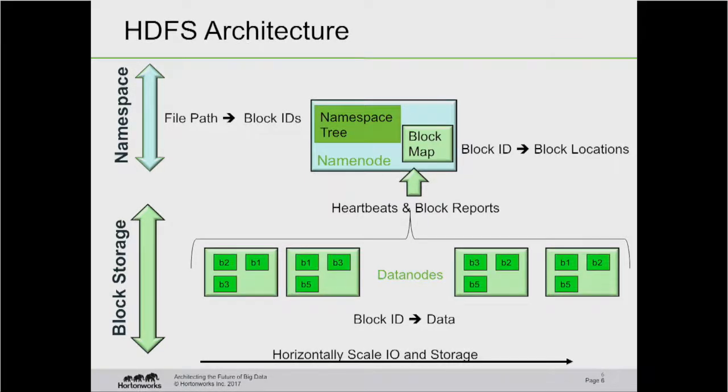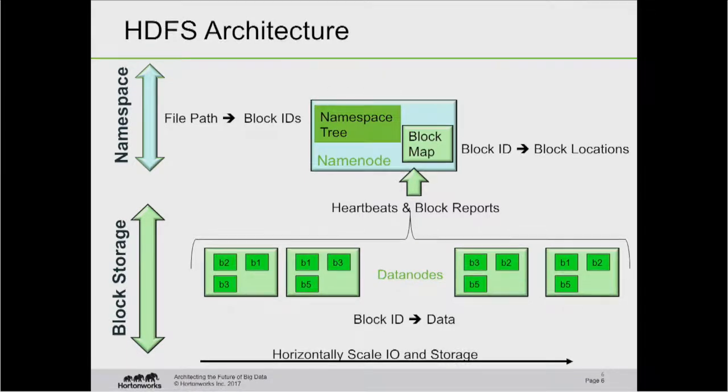Periodically, the data node sends heartbeats to the name node. Using the heartbeats, the name node can monitor the health status of all the data nodes. Also, every several hours, every data node sends a full block report to the name node. Sometimes we depend on the full block report to fix minor consistency issues. The block reports also include incremental block reports.